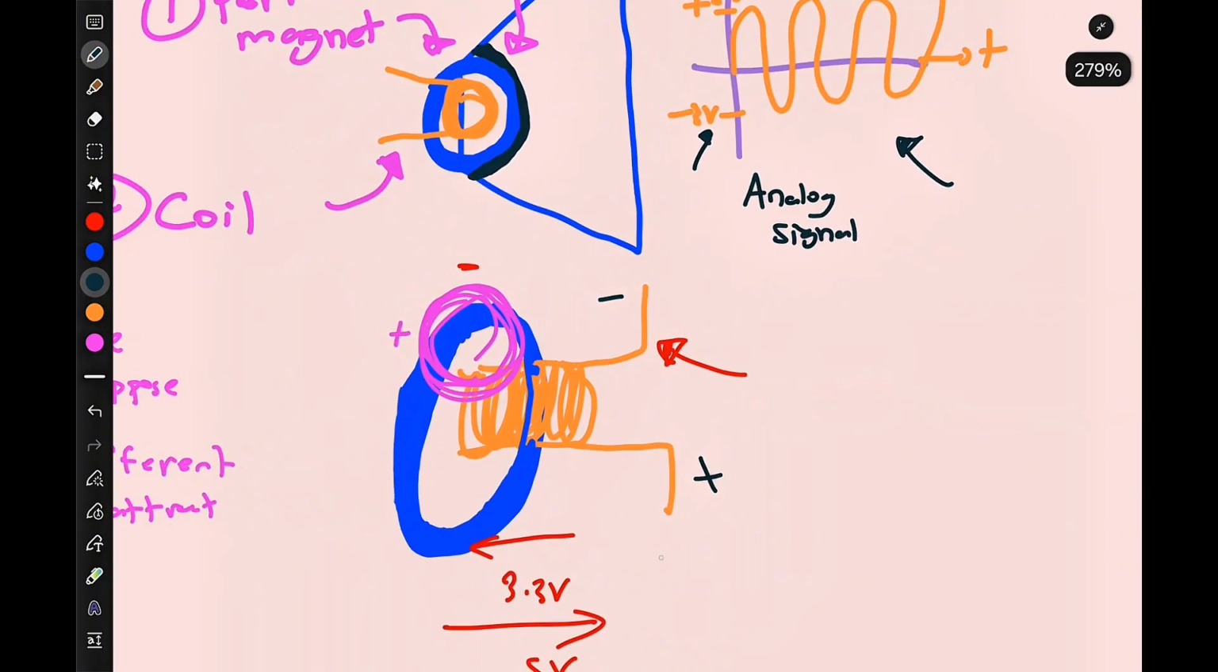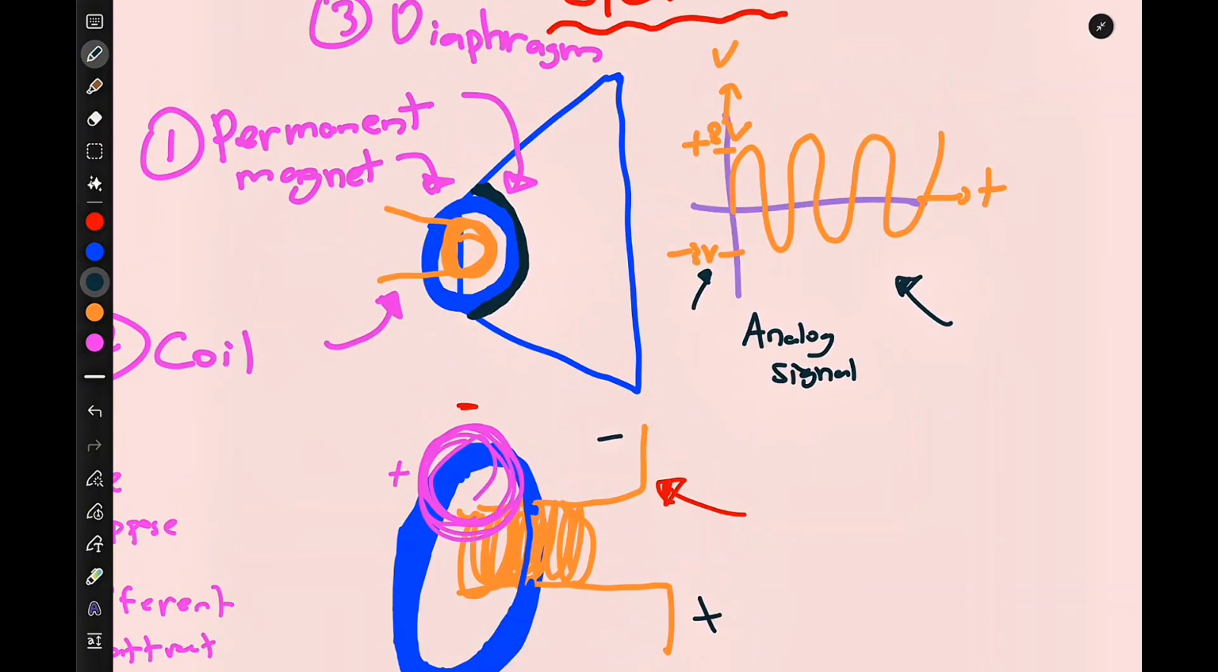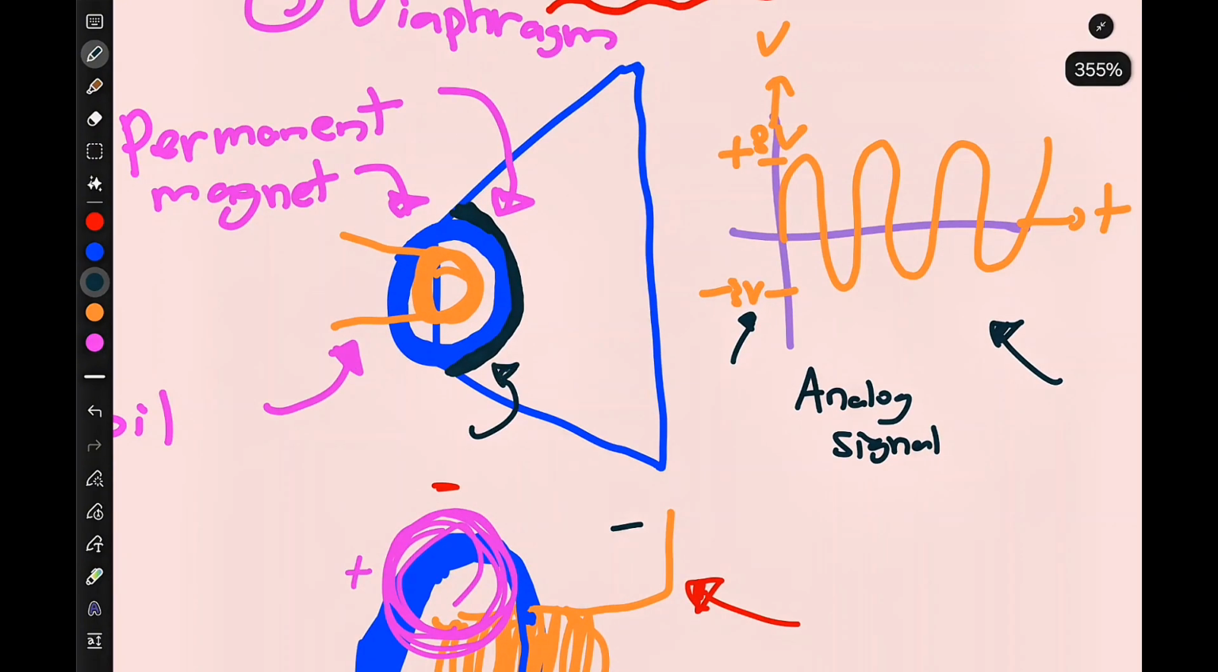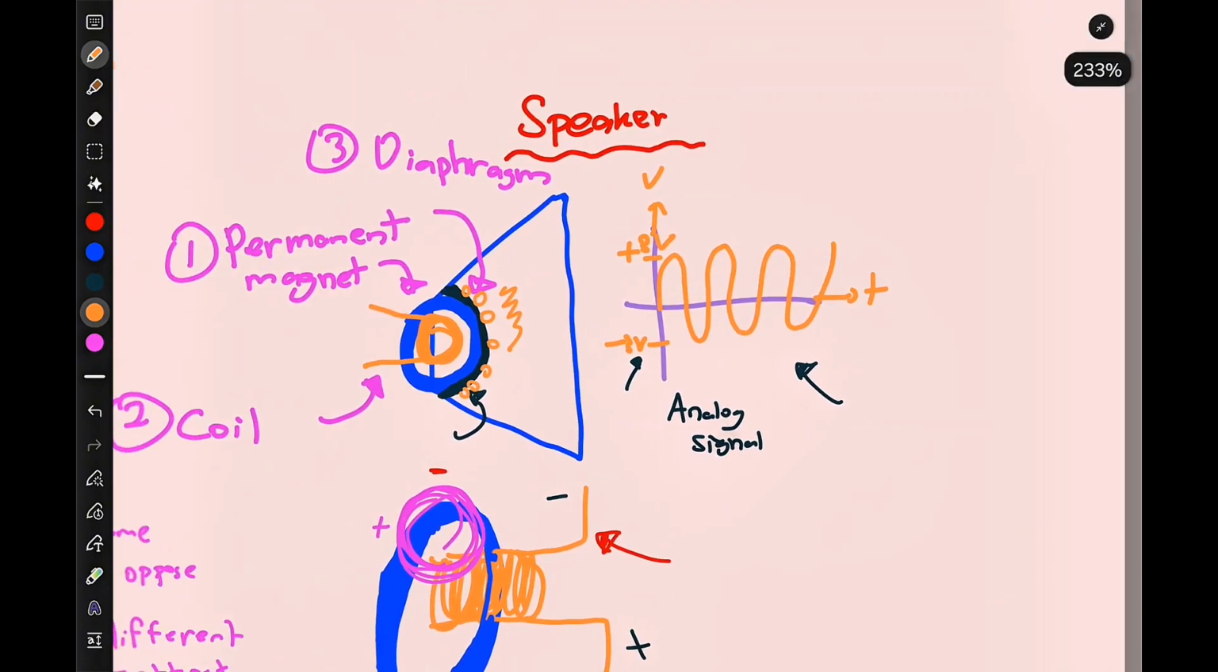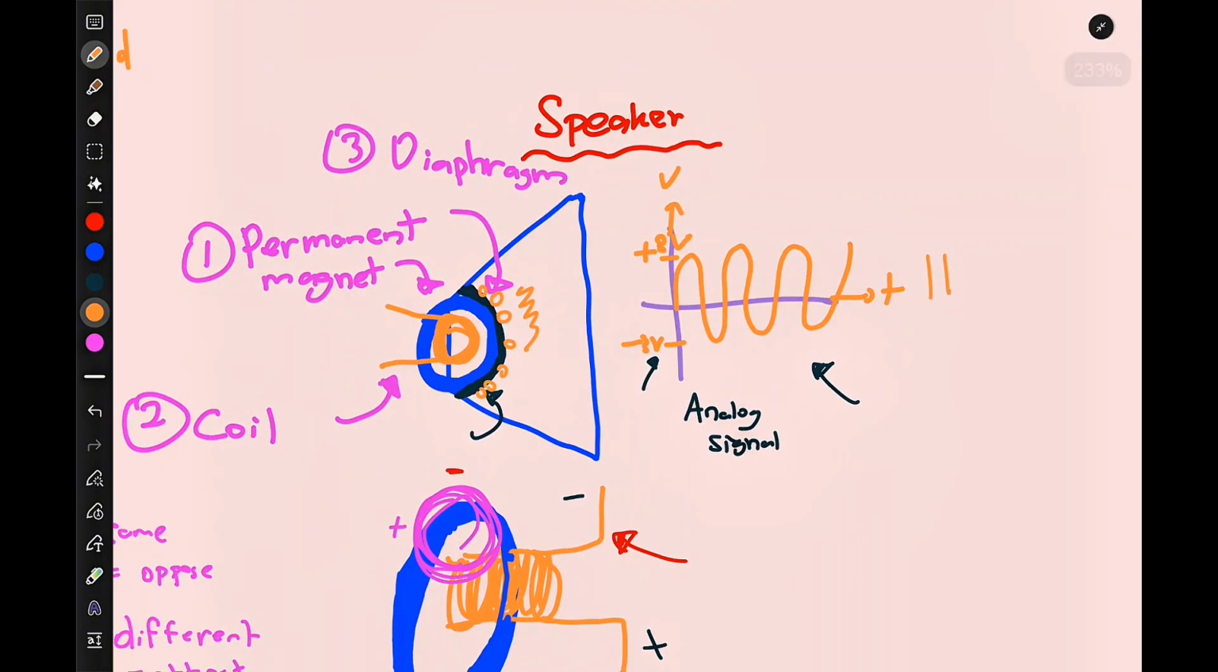And when the coil moves back and forth, it will cause the diaphragm to vibrate, and this vibration causes the air molecules to also vibrate, and because of these vibrations, it can create a sound wave.